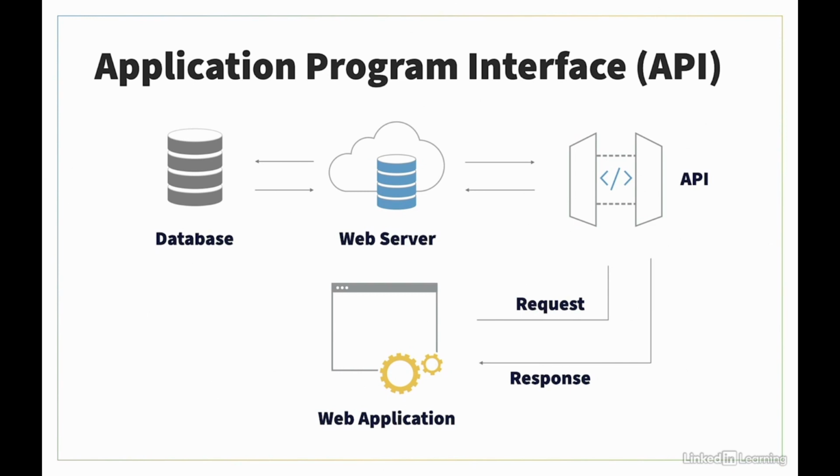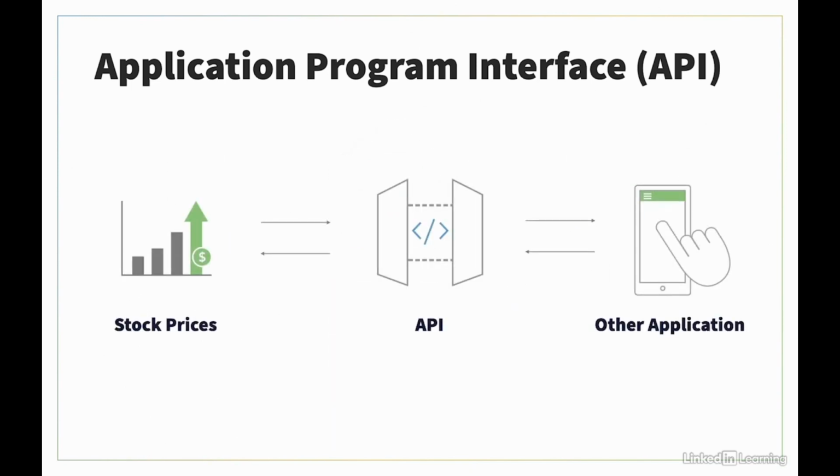If one web application wants to access the other application's data or functionality, for example, if we want to pull the stock prices for our application from another web application, we can do so by means of APIs. The API acts as a middleman between the two applications.